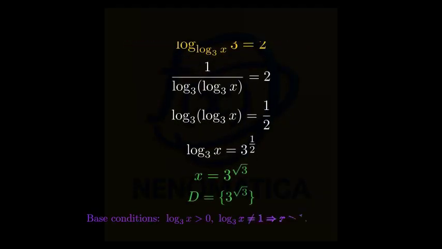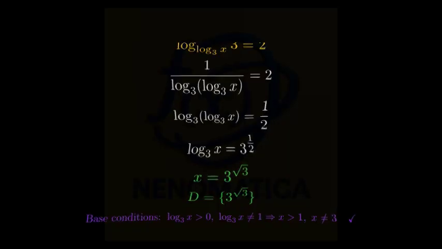Domain check. The base of the first logarithm is log base 3 of x. A logarithm's base must be positive and not equal to 1, so log base 3 of x must be greater than 0 and not equal to 1. That means x greater than 1 and x not equal to 3. Our solution 3 to the square root of 3 is bigger than 1 and not equal to 3, so it is valid. Let's mark this as an example.